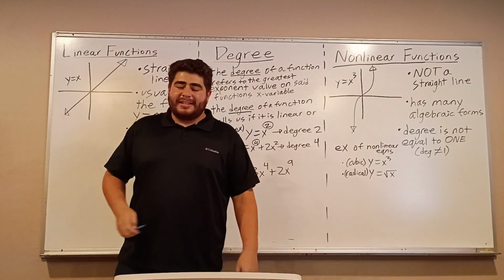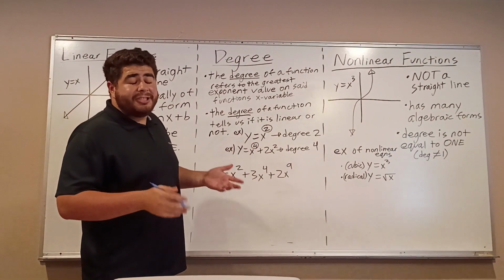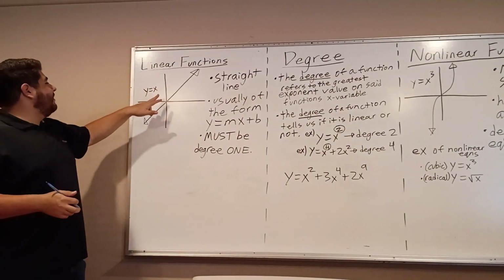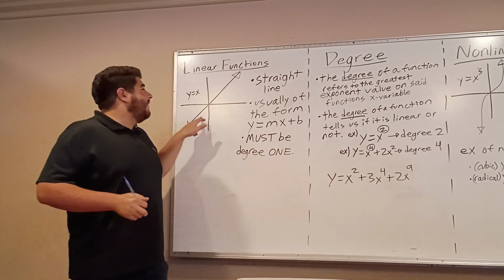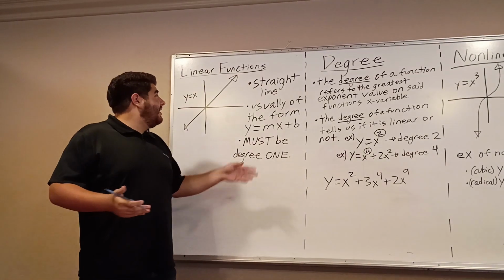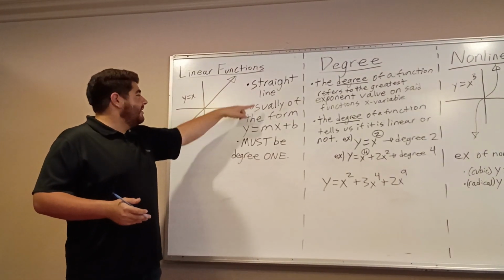So linear functions. Let's start with that. What is a linear function? What is a linear function and how do I identify one? So here we have the function y equals x, which is our basic line. And linear functions, hence the name, linear comes from line. They're always a straight line. Graphically speaking, they're always a straight line.